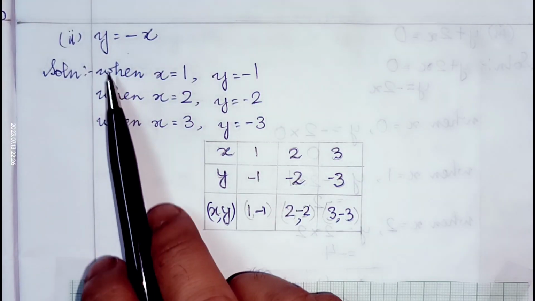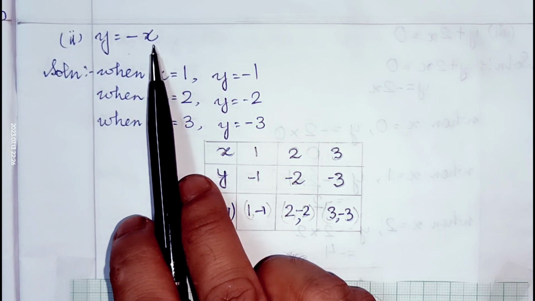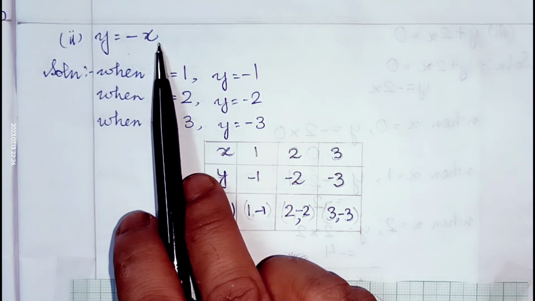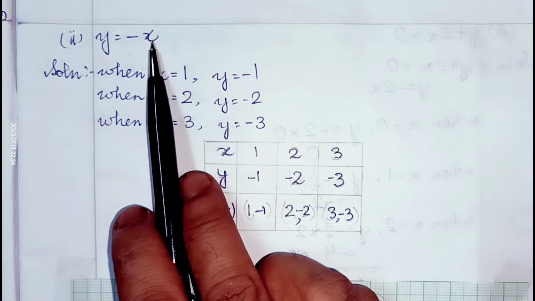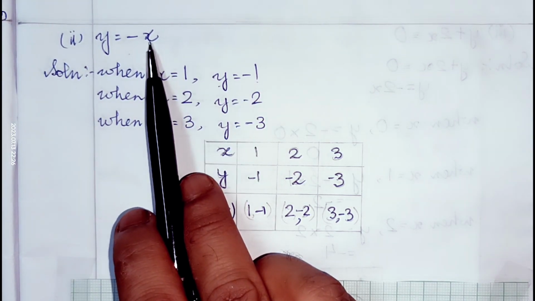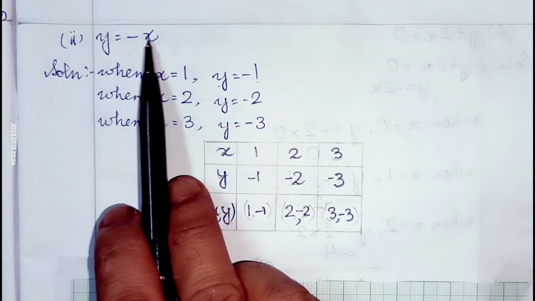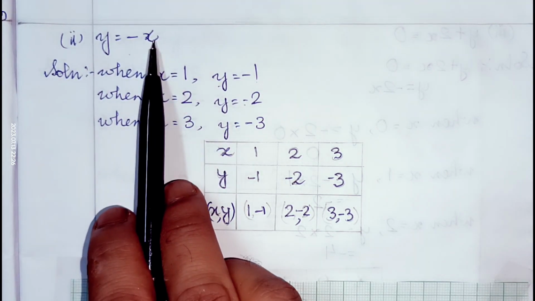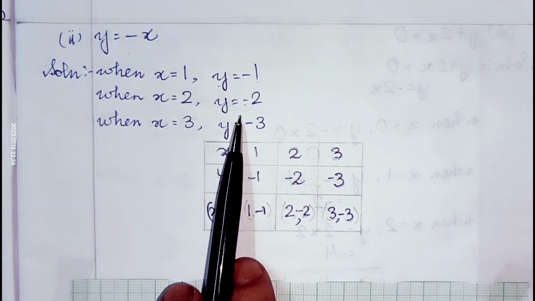In question number 2, it is given that y equal to minus x. Here also, like previous sum, we have to take different values of x and we have to find the corresponding values of y. If we take x equals 1, then y will be minus 1. If we take x equals 2, just replace x by 2, then y will be minus 2. If x is 3, then y will be minus 3. If you want, you can take some negative values also.